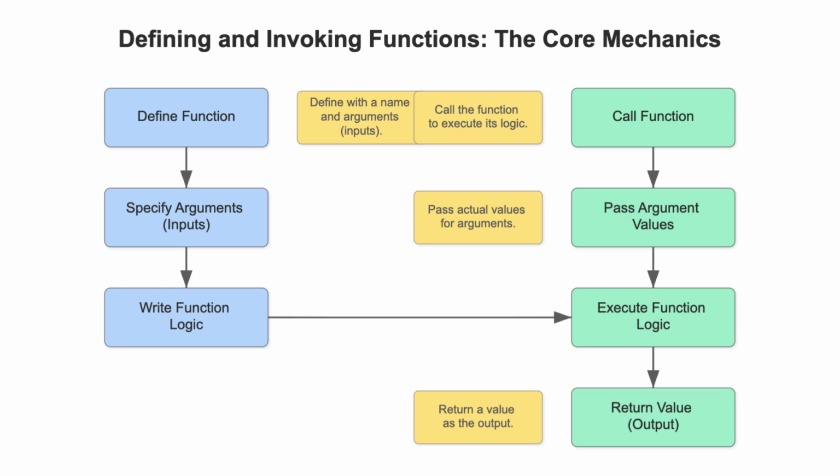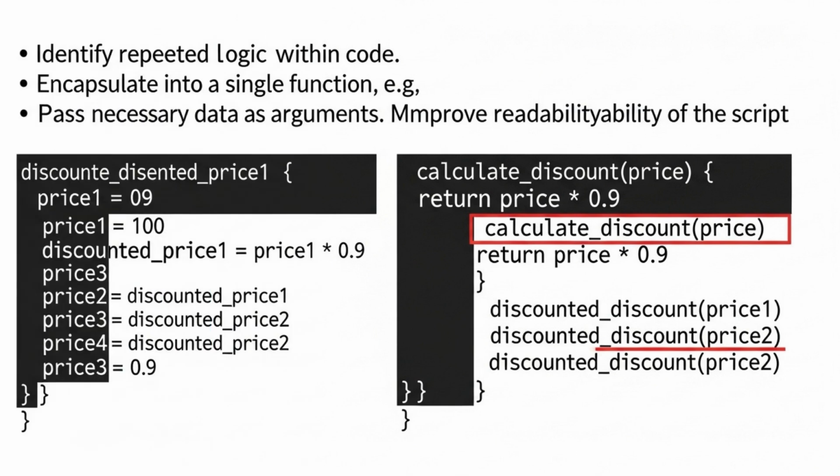Let's put this into practice. Imagine we have a script for an online course platform that applies discounts. Initially, you might have the discount logic copied and pasted in various places: when a user enrolls, when they upgrade their subscription, or during a seasonal promotion. This is a classic DRY violation. Our goal is to refactor this script. We'll identify the repeated discount calculation logic and encapsulate it within a single function, let's call it calculate_discount_price. This function will take the original price as an argument and return the discounted price.